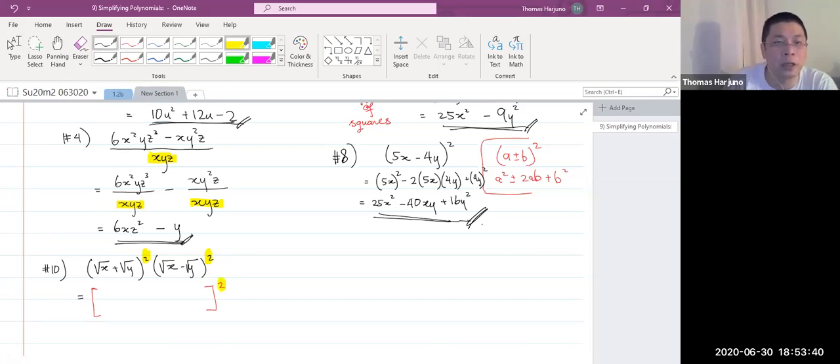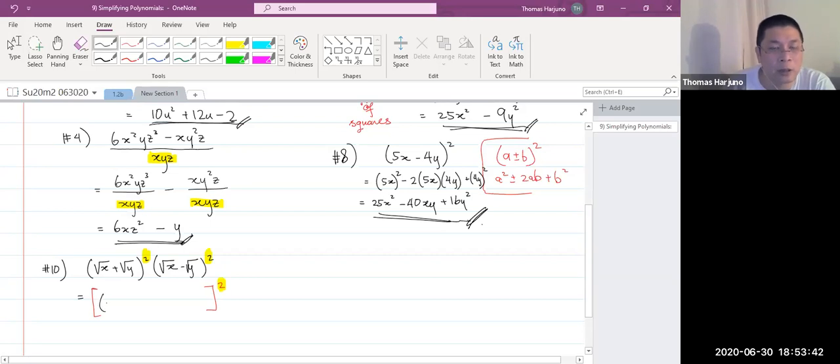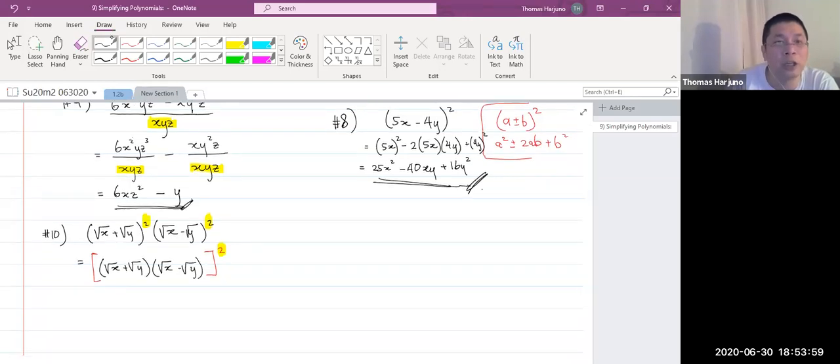Okay, and then inside I have square root of x plus square root of y times square root of x minus square root of y. Now I hope you understand why I do it this way. The reason is I basically massage that in a way such that I can just deal with this first.